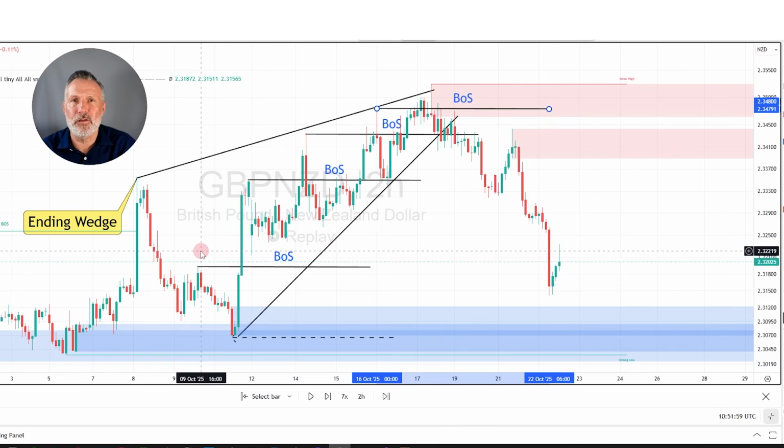How can you use the smart money concept to identify an ending wedge pattern? Where are the warning signs of a change of trend? Stick around, I'm going to show you.